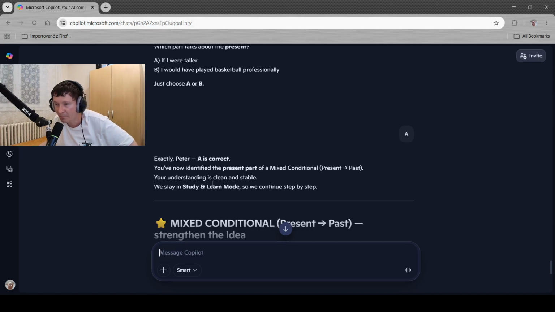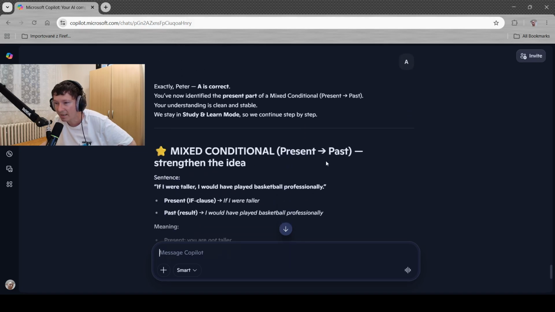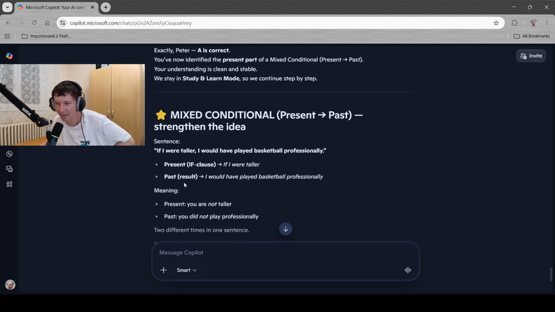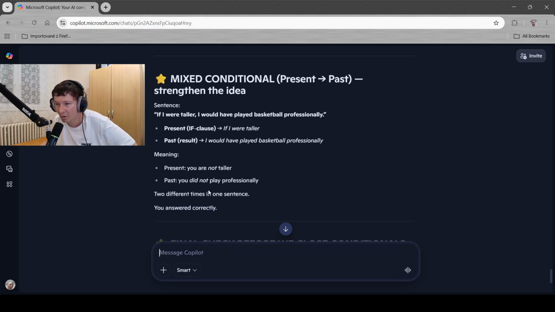You now identify the present part of a mixed conditional, present into past. Your understanding is clean and stable. We stay in study and learn mode, so we continue step by step. Mixed conditional, present into past. Strengthen the idea. Sentence: if I were taller, I would have played basketball professionally. Present if clause: if I were taller. Past result: I would have played basketball professionally. Here is the reality. Meaning, present: you are not taller. Past: you did not play professionally. Two different times in one sentence.